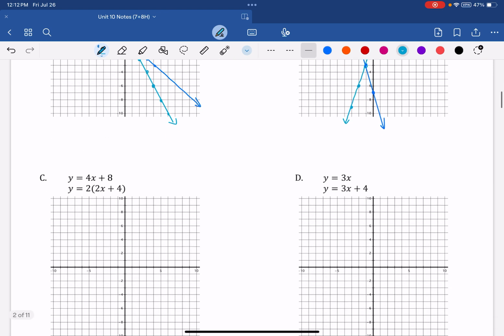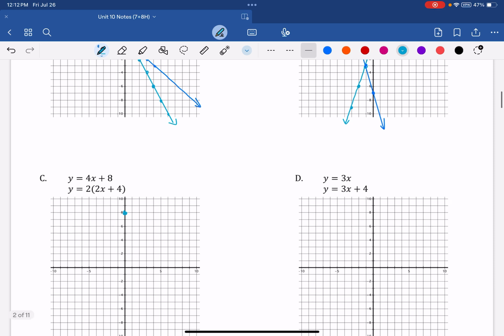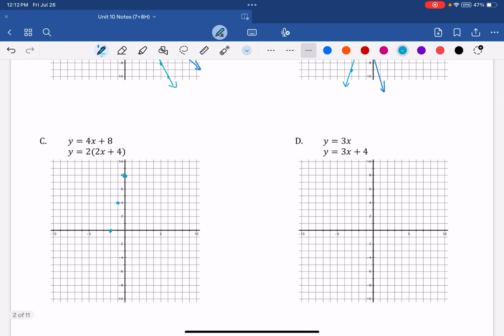All right, y equals 4x plus 8. So we start at positive 8. Our slope is 4. There's not room to go up and right, so we're going to go down and left, because we're creating a positive slope. Our bottom equation is not quite in slope-intercept form, so we'll distribute. And we got the same exact line, right? So when that happens, there's an infinite number of solutions.